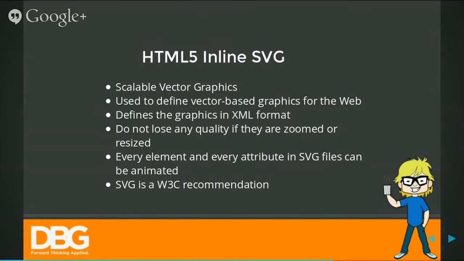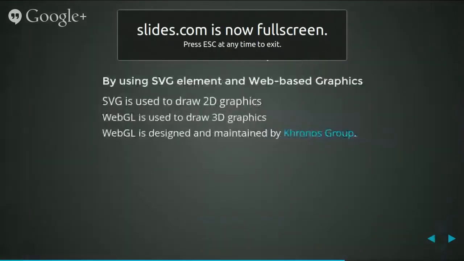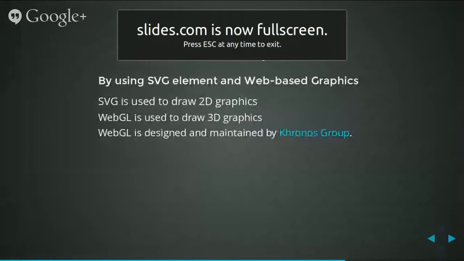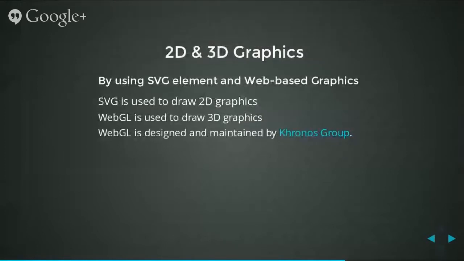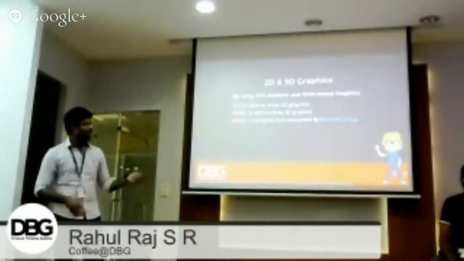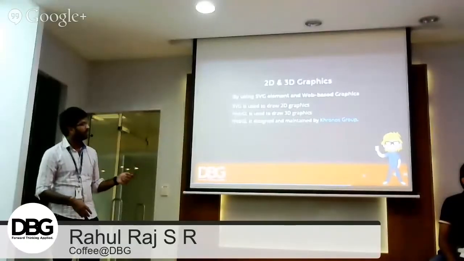So 2D and 3D both are supported in HTML5. SVG is 2D graphics and WebGL is 3D graphics. WebGL is actually a web-based graphics library that supports 3D graphics. It is maintained and designed by the Khronos Group.